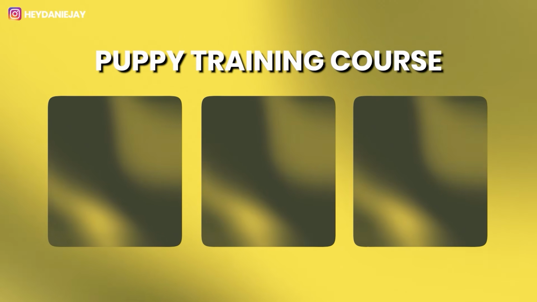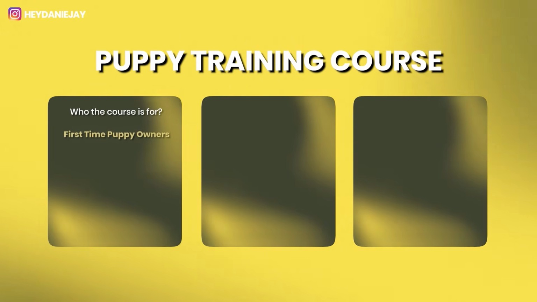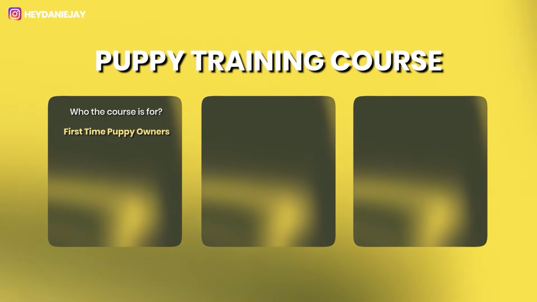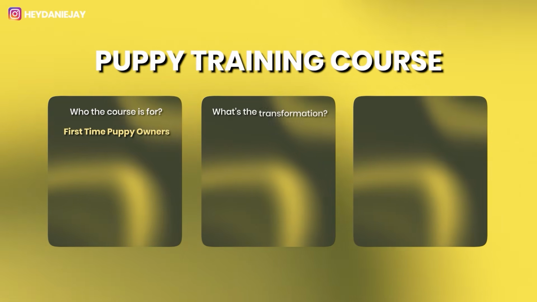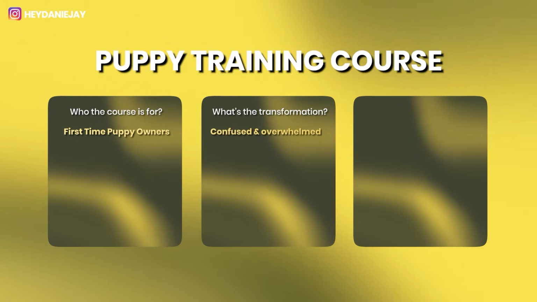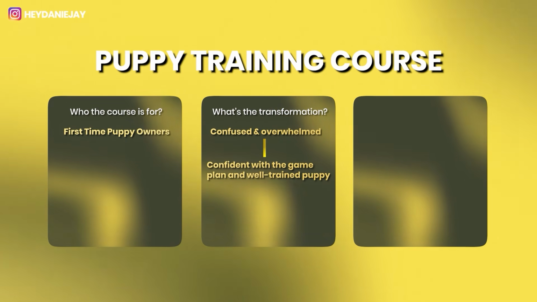Let's go into an example. Let's say I want to build a course on how to train puppies. I would go ahead and answer these questions. Who the course is for, first-time puppy owners. Notice I don't just say puppy owners, but I get really specific. This is for first-time puppy owners. 2, what's the transformation? I'm going to take first-time puppy owners from confused and overwhelmed to confident with a game plan and a well-trained puppy.